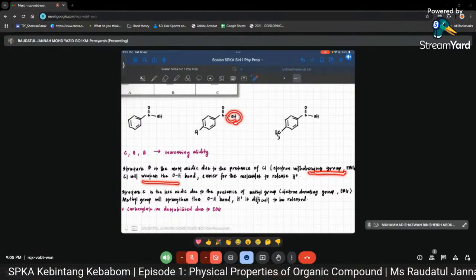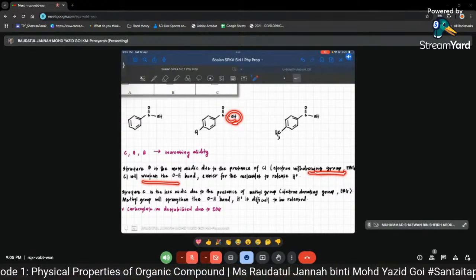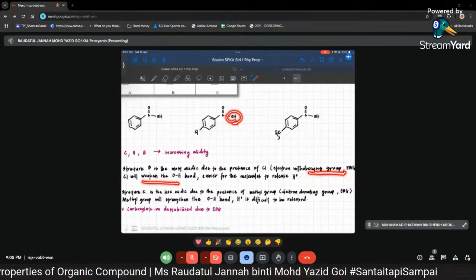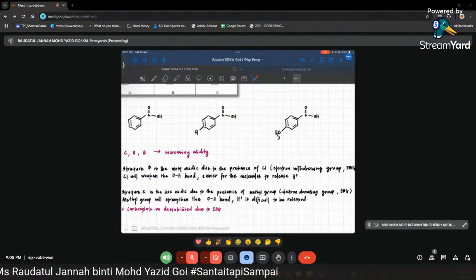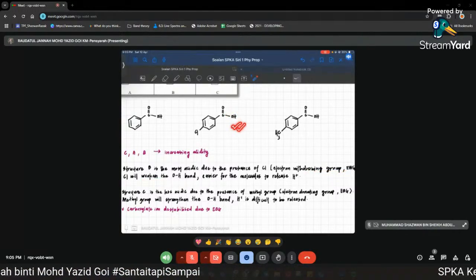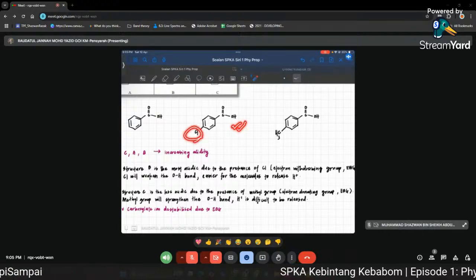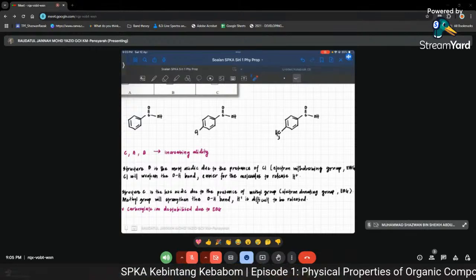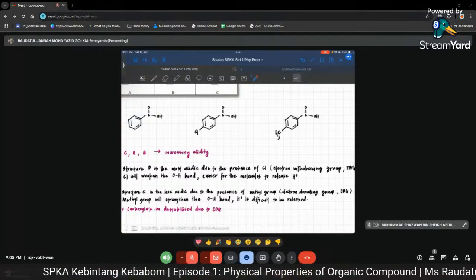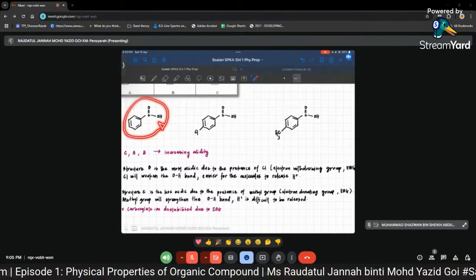So kalau senang putus, senang untuk you release proton. So lagi banyak proton yang you boleh release, lagi acidic compound you. Okay, so that is why B will have the highest acidity among these three, sebab kita ada electron withdrawing group. And bila mana kita continue comparing structure C and A, so A is pretty, nothing much going on here.